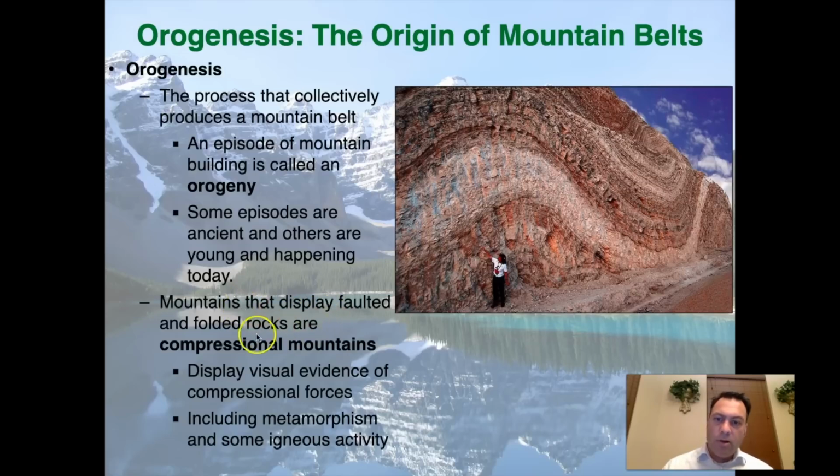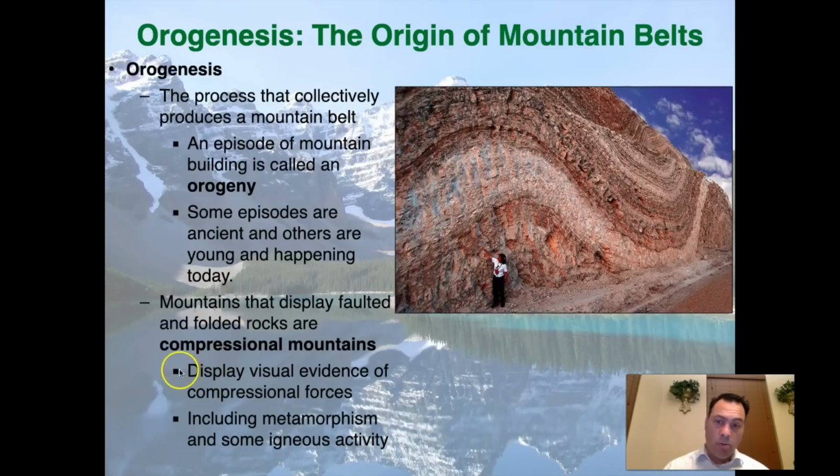Mountains that display faulted or folded rocks are called compressional mountains. And so here we see a classic anticline, and then there's a syncline. So here we have an anticline, syncline set. So here's a fold going through a compressional mountain. In fact, the old term for compressional mountains, before we realized that faulting was such an important part of that, was fold mountains, because the folds stood out. They were very easy to identify.